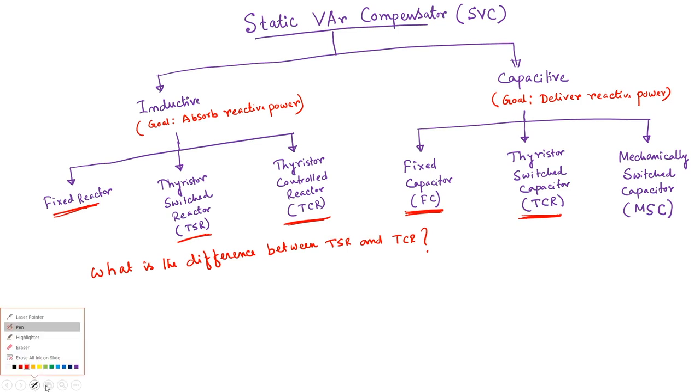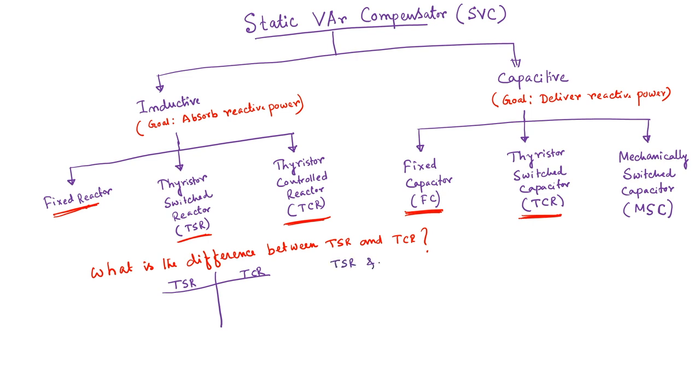Okay. Now, this is something one needs to understand. So, the answer is very simple. If we consider TSR and TCR side by side, both are identical in construction. So, TSR and TCR are usually identical in construction.